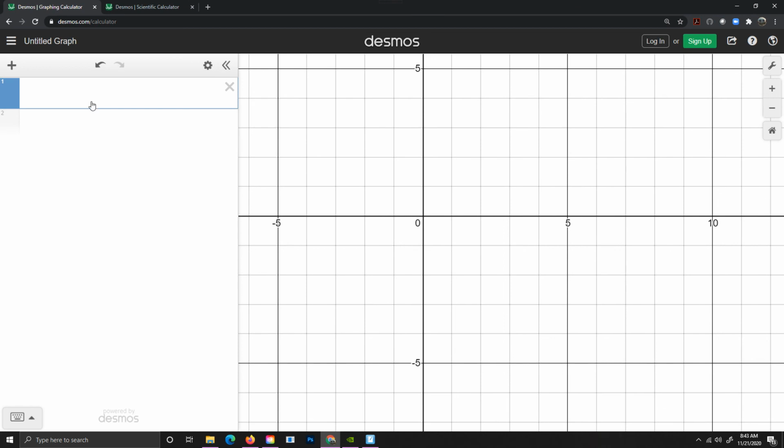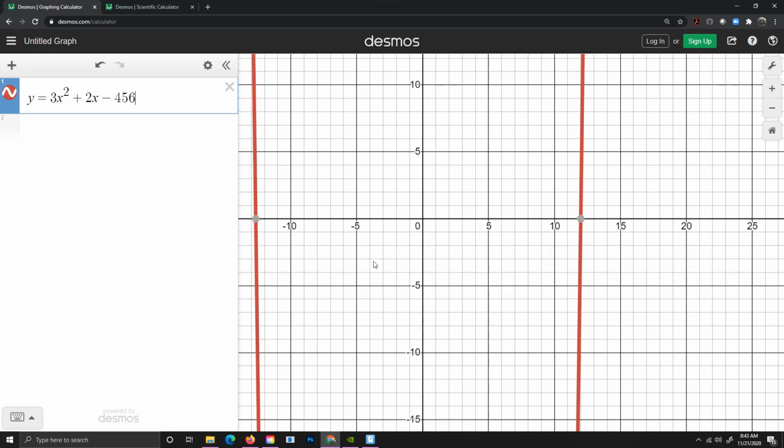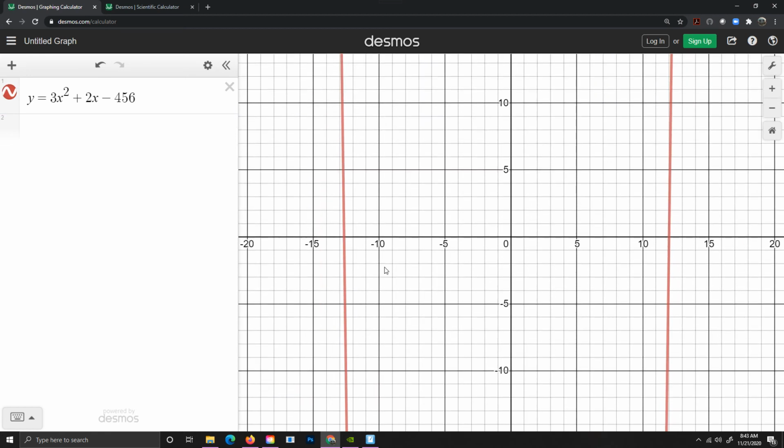And let's enter that equation. Let's go y, and I know it's supposed to be equal to 0, but we'll go y equaling 3x squared, and then it's right arrow to get out of the exponent, plus 2x, and then minus 456. All right, so I'm going to zoom out here, and I see my two zeros.